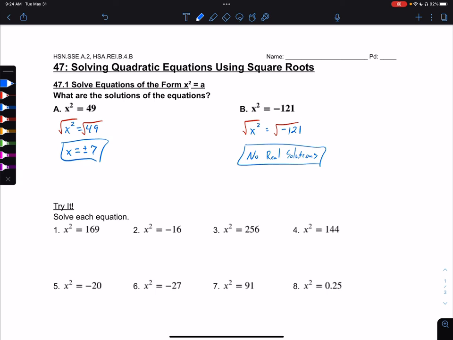That's it. Give the try-it problems a go. They're pretty straightforward. And again, you're just looking to take the square root of each side. Make sure that you do look at the positive and negative roots though.